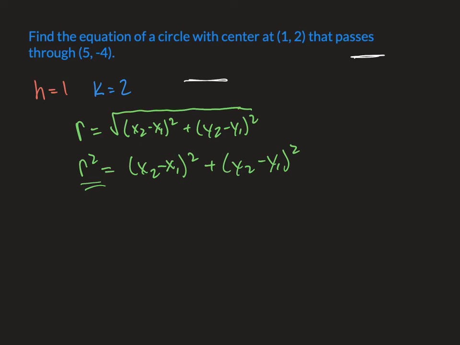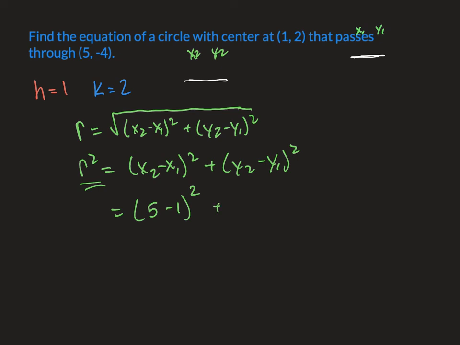Okay, so what are these x and y values? Well, we're just going to have to identify those. So the first point we see here is 1, 2. I'm going to consider this x1 and this y1. And the second point we see is 5, negative 4. I'm going to consider this x2 and y2. So we'll fill in these blanks here. I said x2 was 5, so I'm going to put 5 here. And I said x1 was 1, so I'll put that there. And I'll have to do that math and then square it.